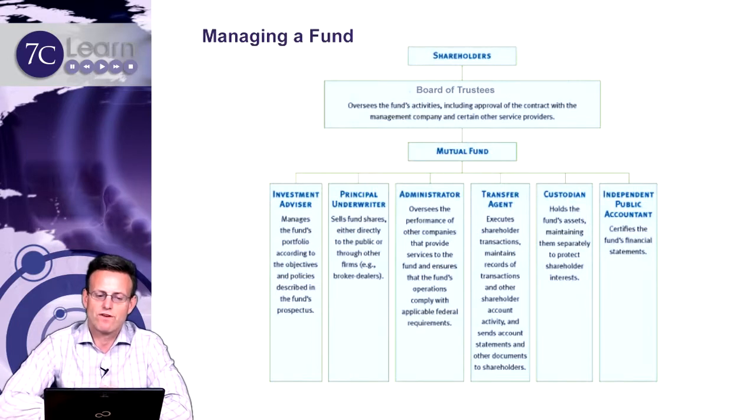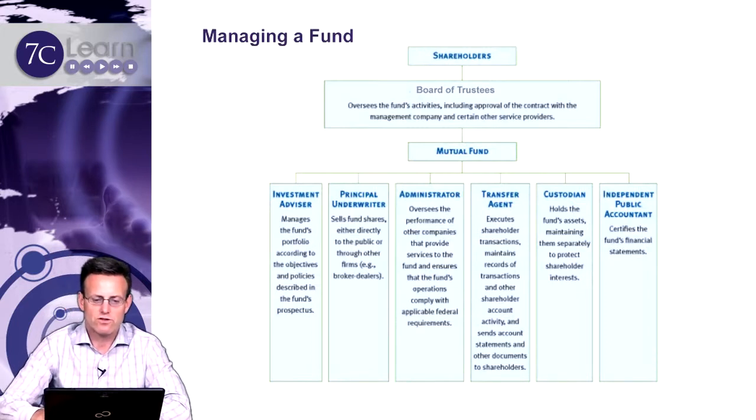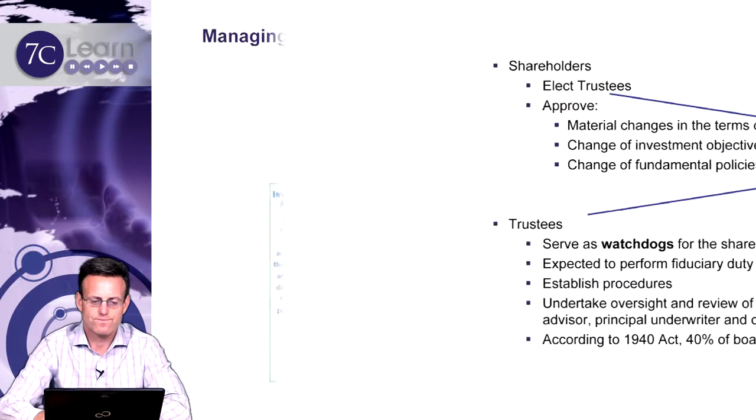And then we have all these different elements: the investment advisor, the principal underwriter, the administrator, the transfer agent, custodian, and again, our friends, the accountants as well. So let's take a look at each of those different roles.